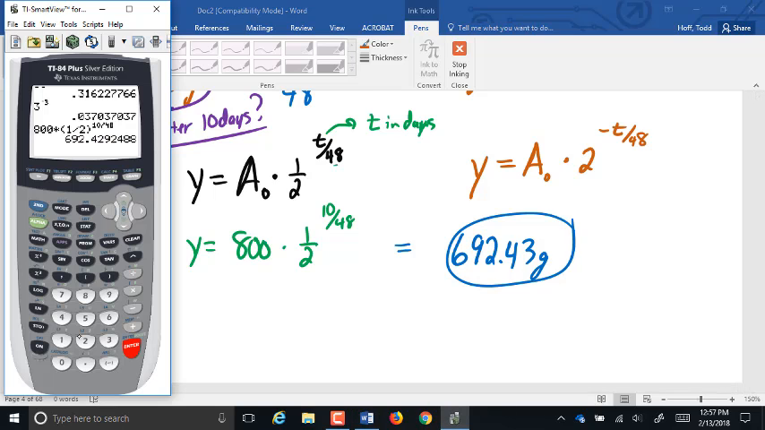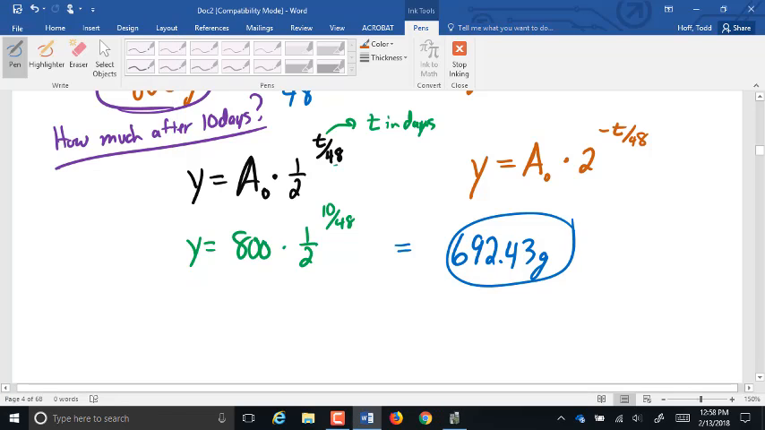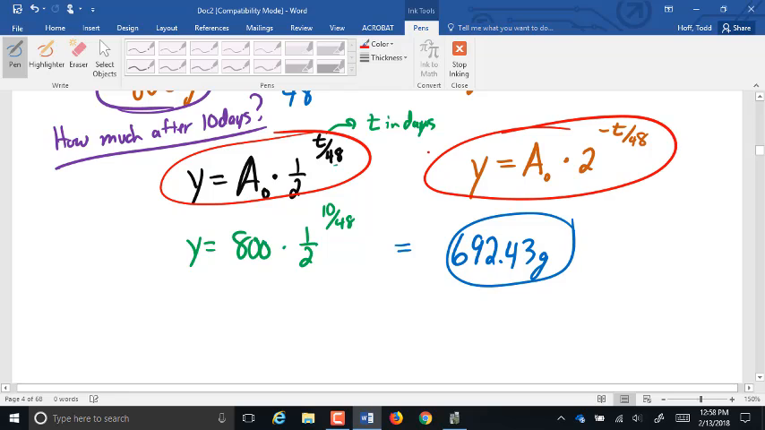So we do the same thing, 800 grams times 2 to the power of, and we're going to go negative 10 divided by 48. And we see it gives us that same answer, 692. So those formulas are equivalent, and either form can be used.